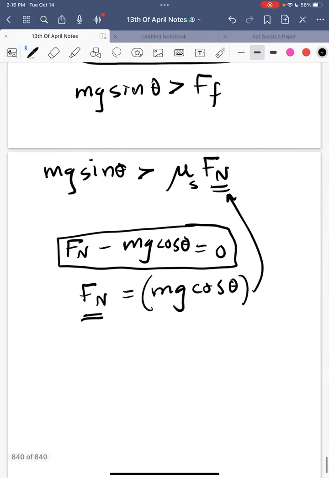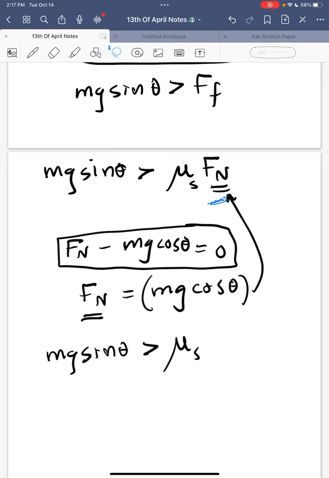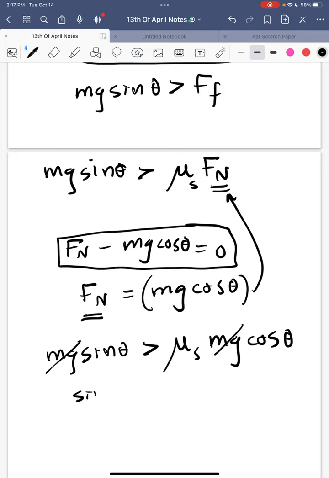So let me rewrite that whole equation down here. mg sine theta is greater than mu static, and instead of writing the normal force, I'm going to write mg cosine theta because I got that from the previous equation. So I can substitute this in, mg cosine theta. This equation is true right when the block begins to slip. Now I can work on it. I can say mg cancels out on both sides. So I get sine theta is greater than mu static cosine theta, like that.